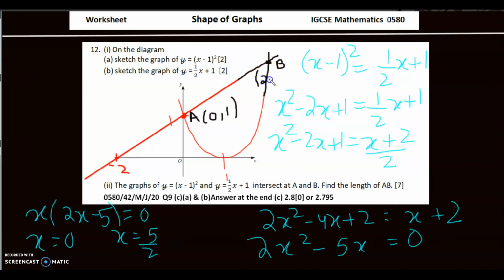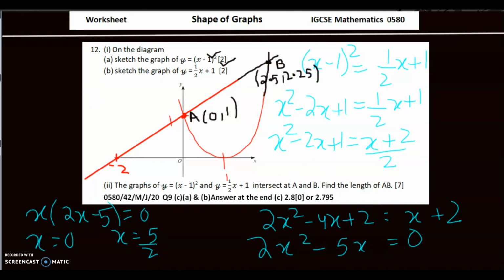And what's the value of y when x is 5 upon 2, which is 2.5? Simply substitute x equals 2.5 here or here. So wherever you like, I'll just substitute it in the first one. So that's (2.5 minus 1) whole squared, which is 2.25. So the other point has y equal to 2.25.